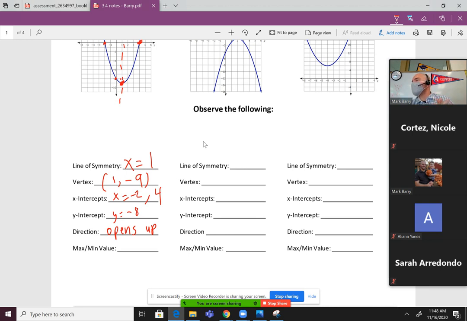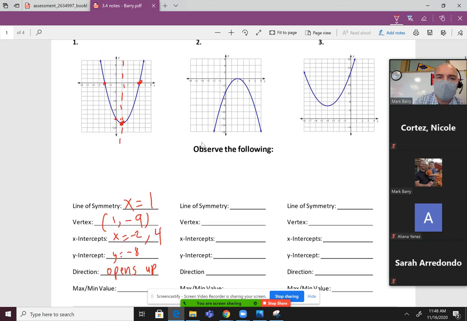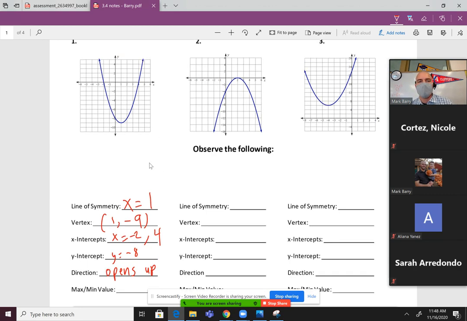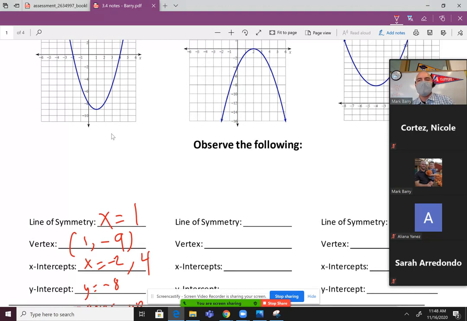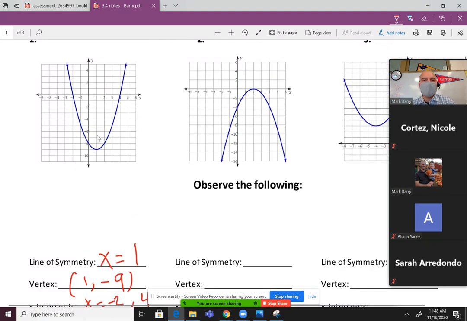Okay, next up, the min or the max value. I'm going to erase all these points now so we can take a look back at the graph. You don't have to do that, but it's easy for me to do on my computer here. We're going to look at this graph and analyze whether it has a minimum or a maximum value. Every graph only has one of those two. It doesn't have both.